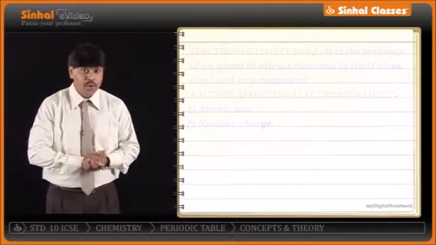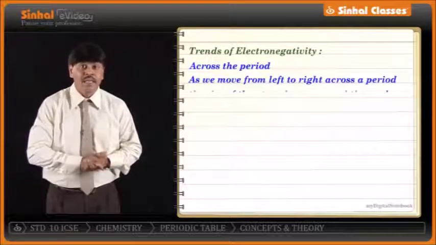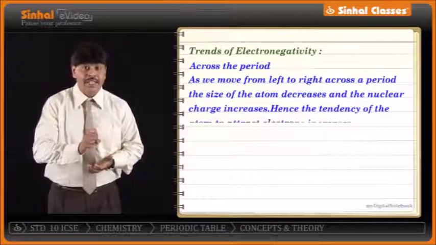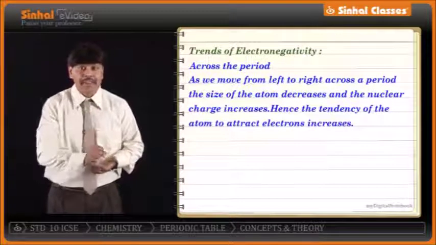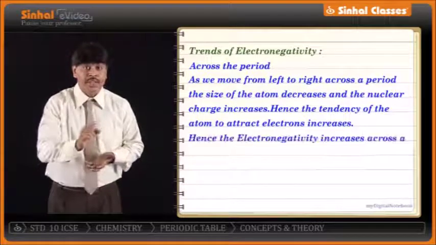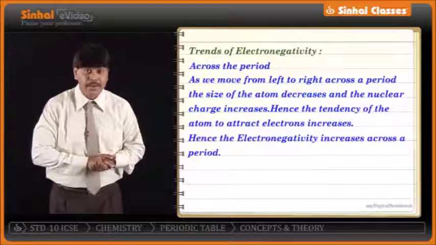Now we all know as we go across the period, the size goes on decreasing. As a result, the tendency of an atom to attract the electron increases. So the electronegativity will increase as we go across the period.